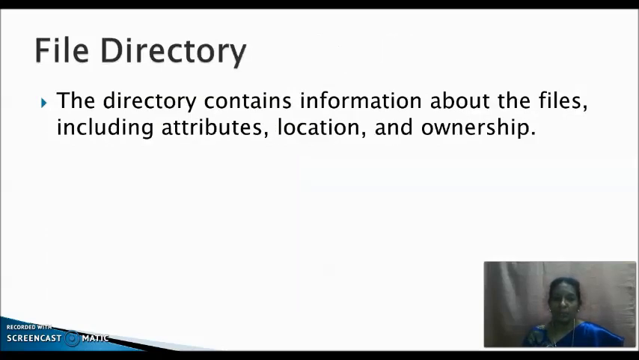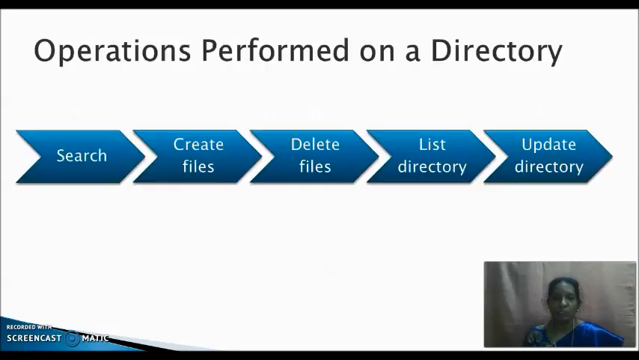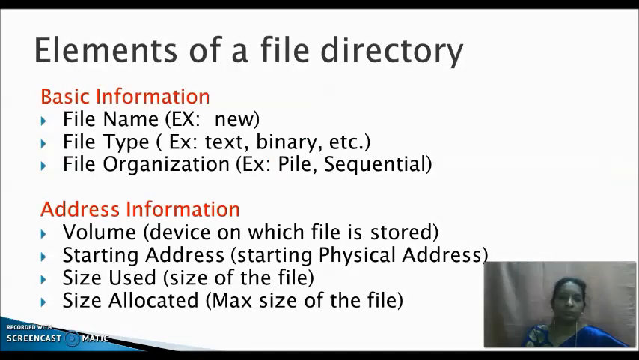The next one we are going to see is file directory. File directory contains information about the file, including attributes, location, and ownership. We have several operations that can be performed on a directory. What are they? First one is we can search a file in the directory, we can create files in a directory, we can delete a file in a directory, list directory, and we can update directory.